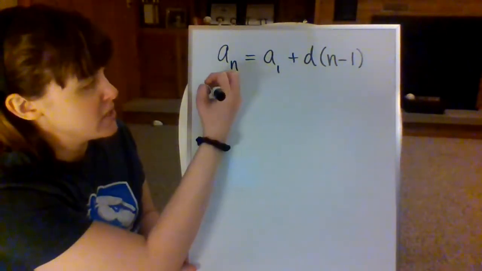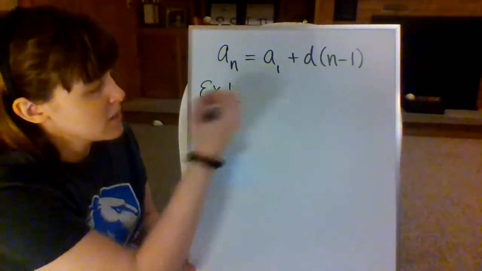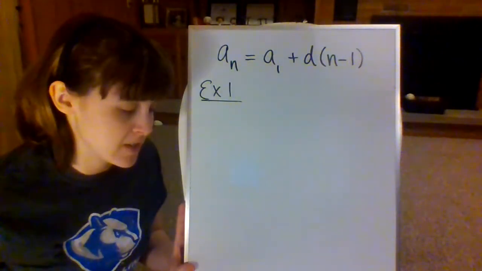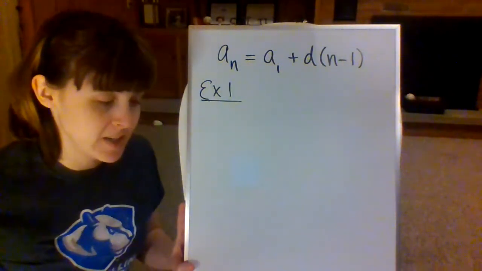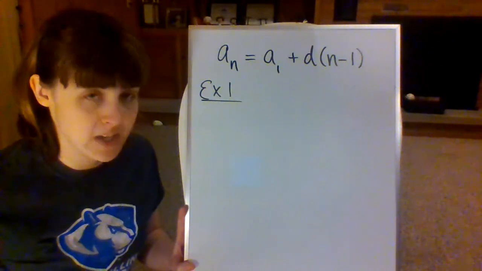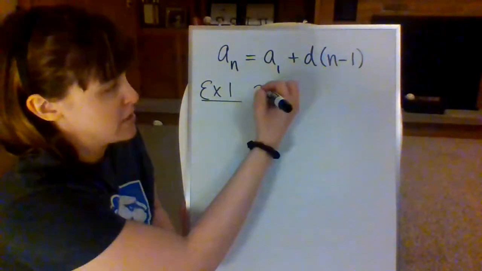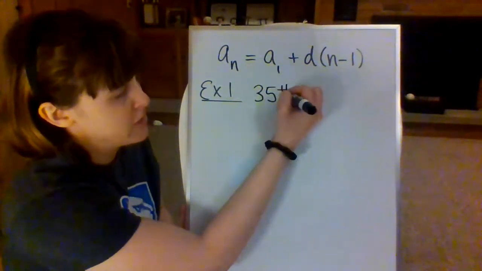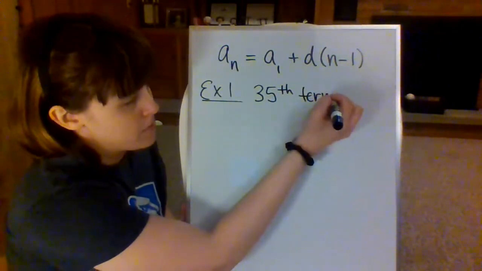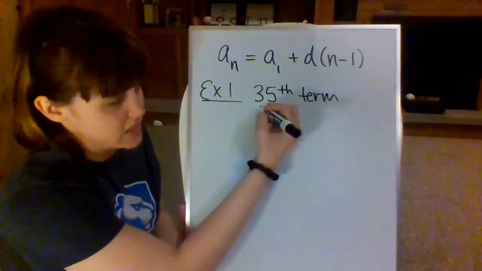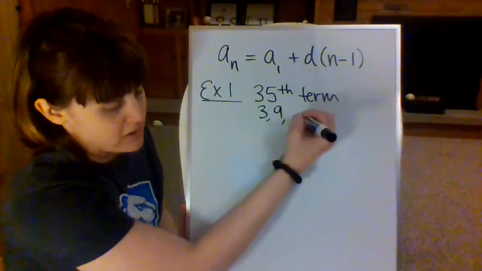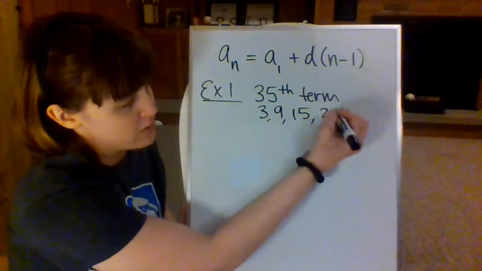Example 1 says find the 35th term in the sequence 3, 9, 15, 21. So I'm going to write that up here. We're looking for the 35th term, and the sequence is 3, 9, 15, 21.